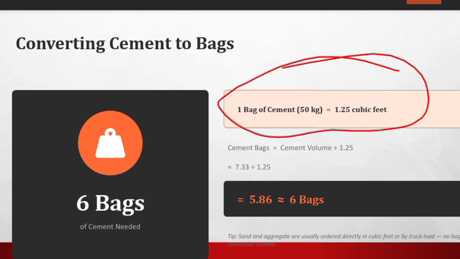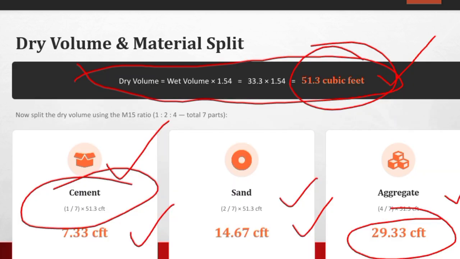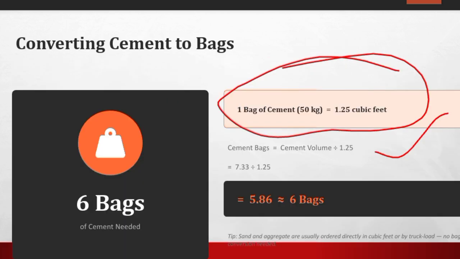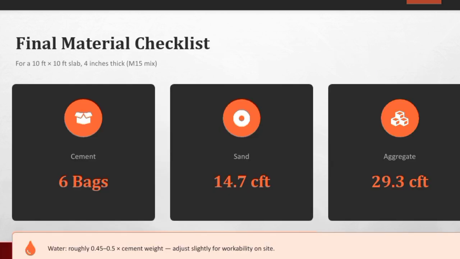Commonly, cement comes in bags. One bag of cement is equal to 50 kg. So how to calculate the cement in bags? We found the cement is 7.33 cubic feet. We convert this into bags. 7.33 divided by the quantity of one bag, 1.25, is equal to 5.86. So we can say that 6 bags are needed for this structure's concrete.